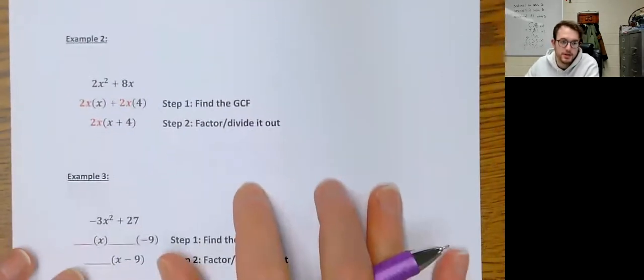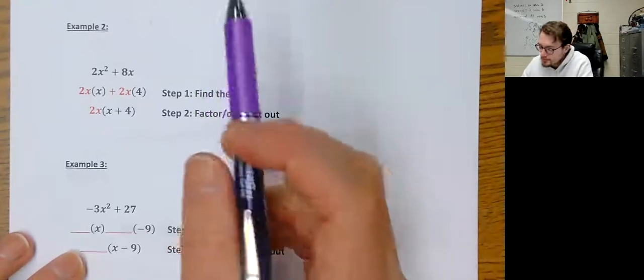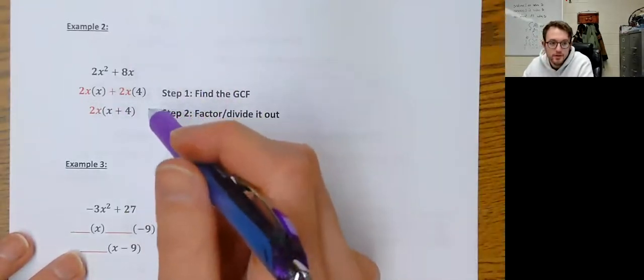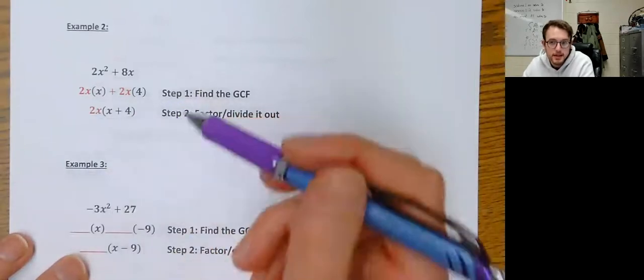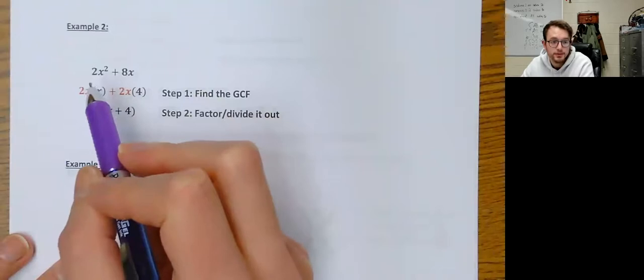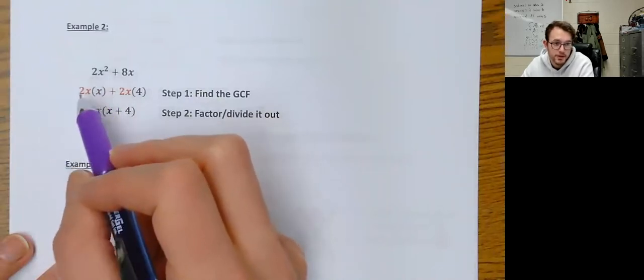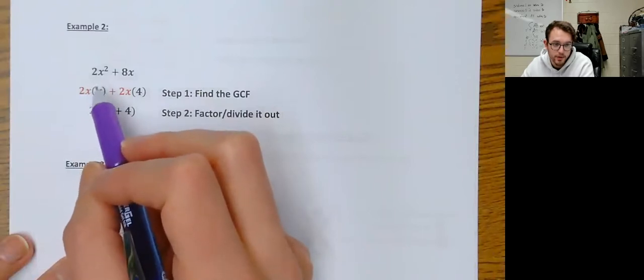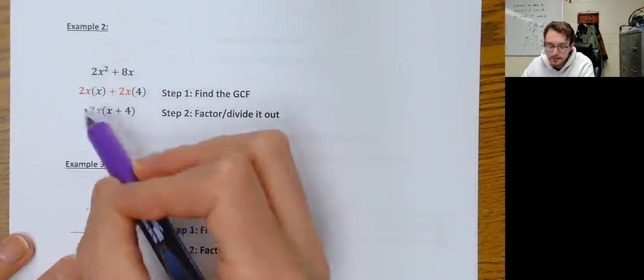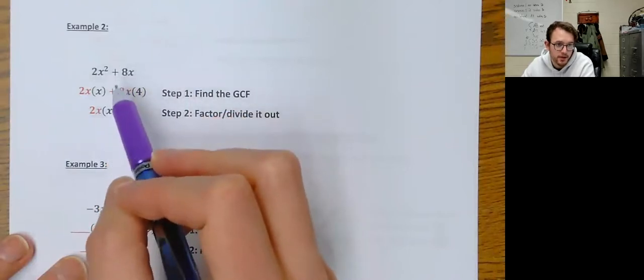Example 2, here's an example of a quadratic. Greatest common factor: you're looking for the greatest thing which you can factor out. The greatest number I can factor out of this is a 2. I can factor 2 out of 2 because 2 divided by 2 leaves me with 1. There's a little invisible 1 right there, that's 1x. And I can factor 2 out of 8. 8 divided by 2 is 4.